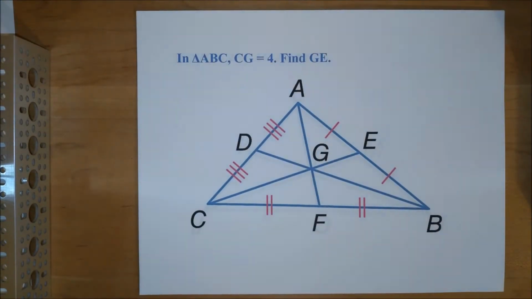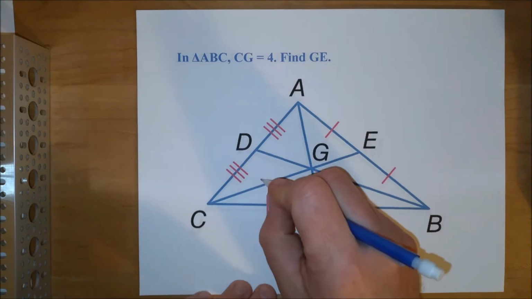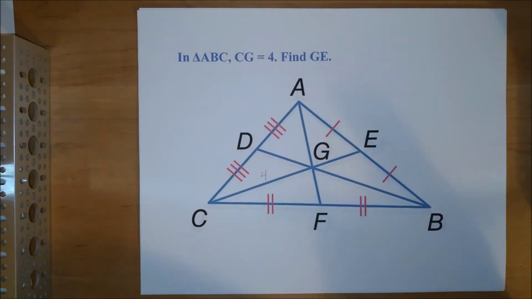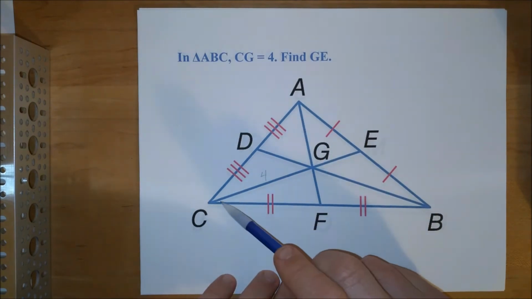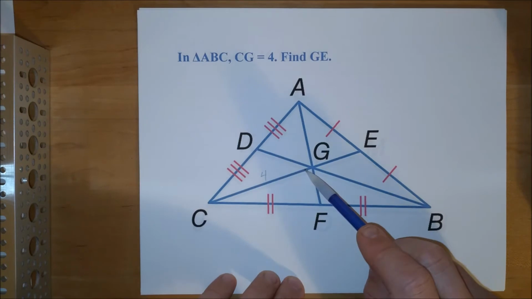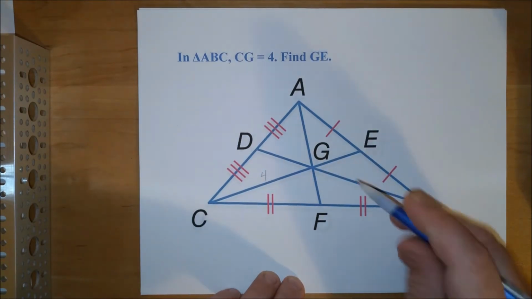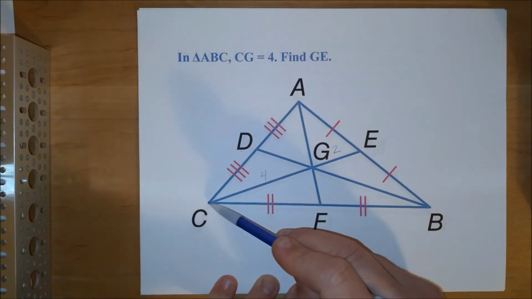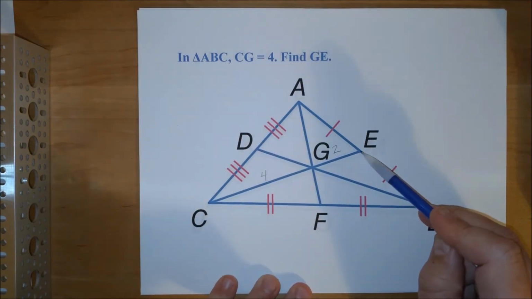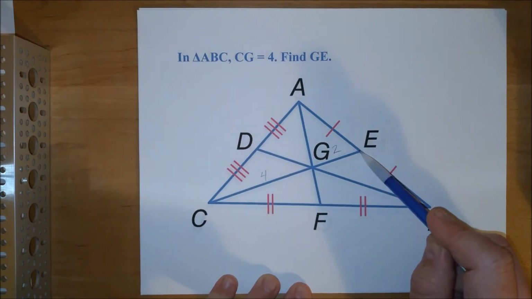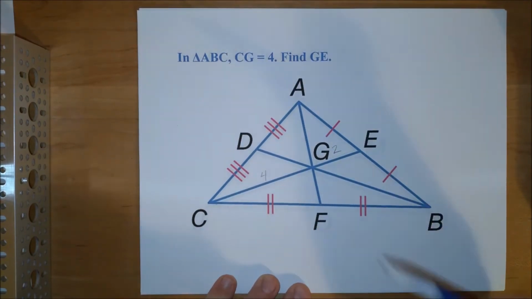Here we have triangle ABC. They're telling us that CG is 4 units long, and they want us to find GE. Well, again, these segments are going to be 2 to 1. So if this segment is twice as long as that segment, well, this segment's just going to be 2. And notice that makes the whole median, CE, 6 units long. And in fact, CG is 2/3 of that whole median. 4 is 2/3 of 6.